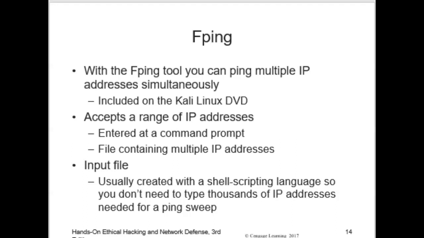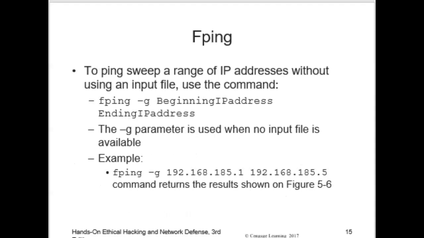fping has a very long history, right? It's been around probably 2 decades now. And it's established itself as a standard tool for network diagnostics and statistics, fping. So to ping sweep a range of IP addresses, you might use this sort of coding, right? In fping, you'd do a -G, and you'd have the beginning IP address and the ending IP address. And the -G parameter is used when no input is available. Just a little tidbit. You can find more on that in the book.